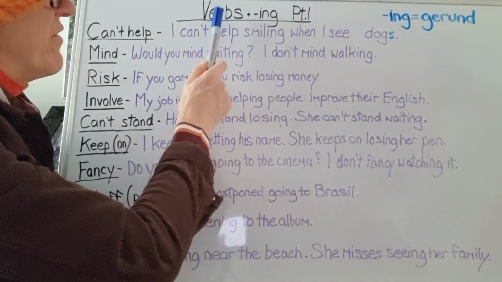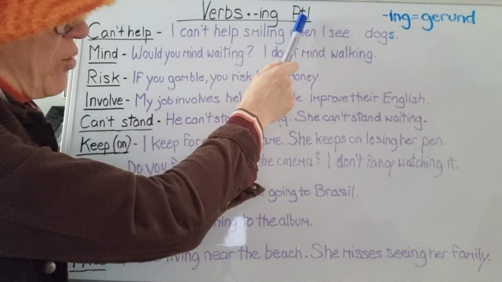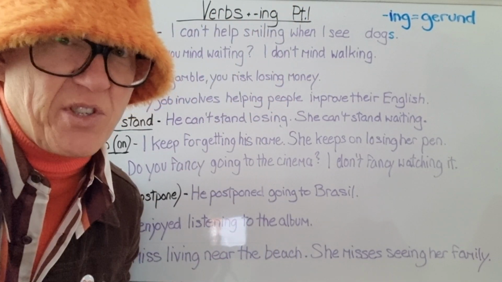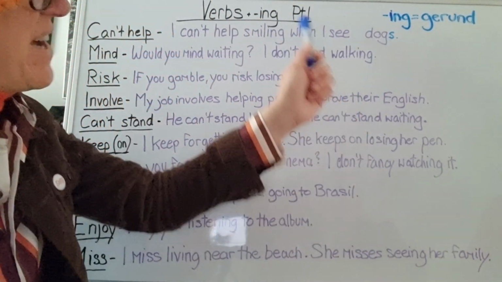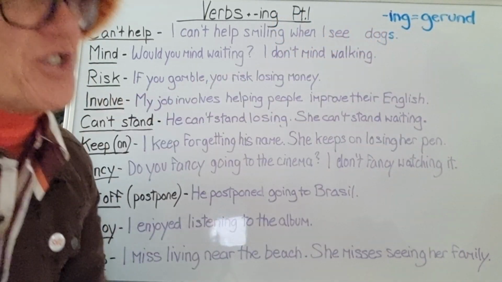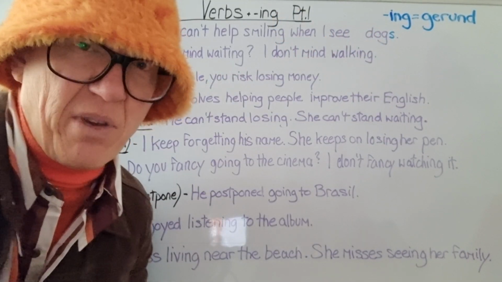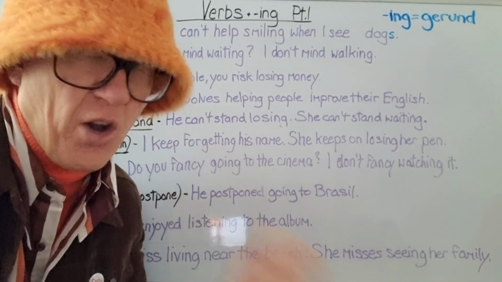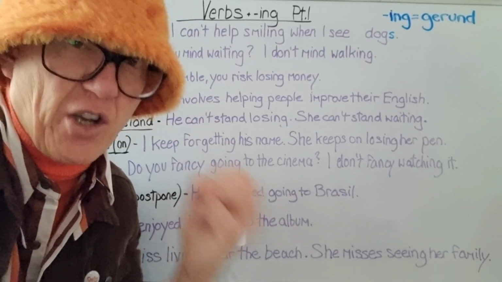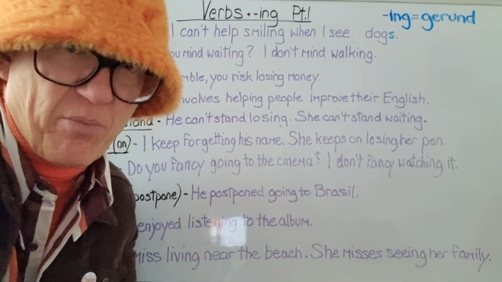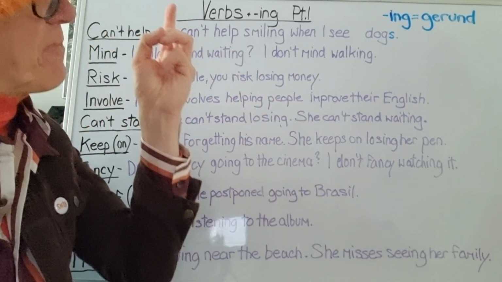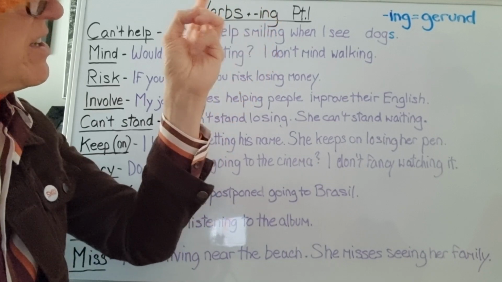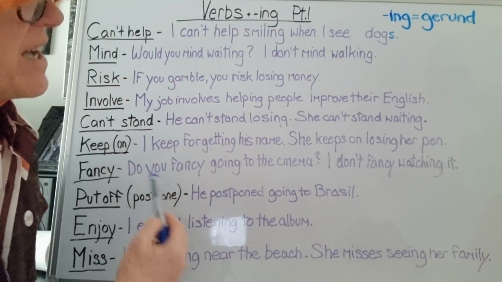Today we are looking at verbs plus ing, part 1, because there are many verbs which are followed by ing. And the ing in this case is called a gerund. It's a gerund verb. And we use the gerund verb if it's the subject of the sentence, if it's the object of the sentence, if it's the complement of the sentence, after prepositions, and after certain verbs. And that's what we're looking at today.